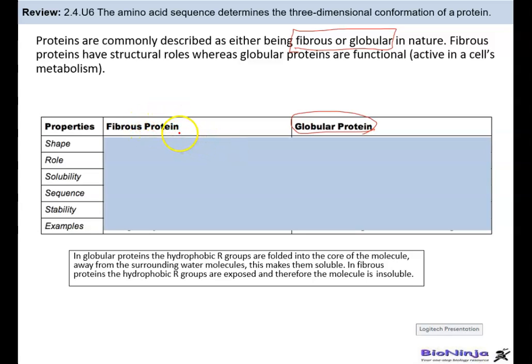So yes, pause the video and try to figure out the fibrous protein's shape, role, solubility, sequence, stability, and examples. Okay? From now on, pause the video.